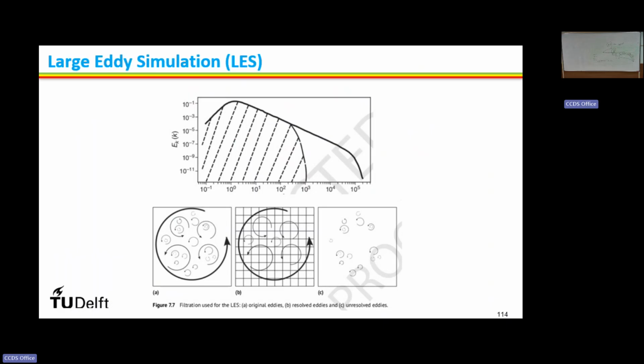Now we'll go into details of large eddy simulation. Yesterday in the beginning lecture, I covered what large eddy simulation is. Now it is clear. We are going to capture all the large eddies and neglect all the small eddies. The influence of the small eddies on the large eddies, or on the bulk flow, we are going to model.